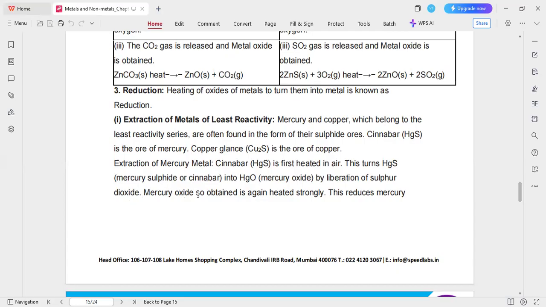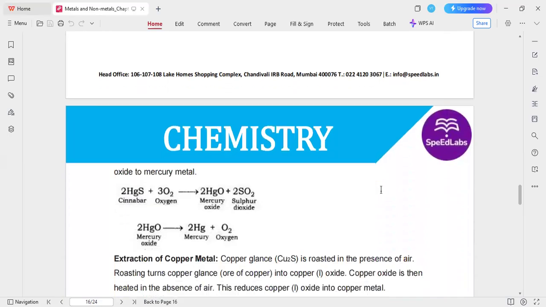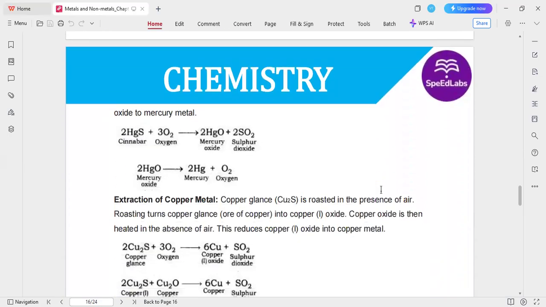Mercuric oxide is obtained, and by heating strongly again, this reduces it to mercury. You can see the equation. HgS, the ore of mercury, is heated strongly in the presence of air and gives you HgO. Again, if you heat this mercuric oxide HgO, you will get pure mercury. Is it clear, students? Next, extraction of copper metal.